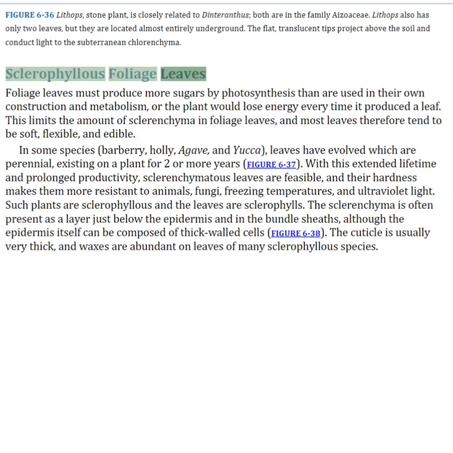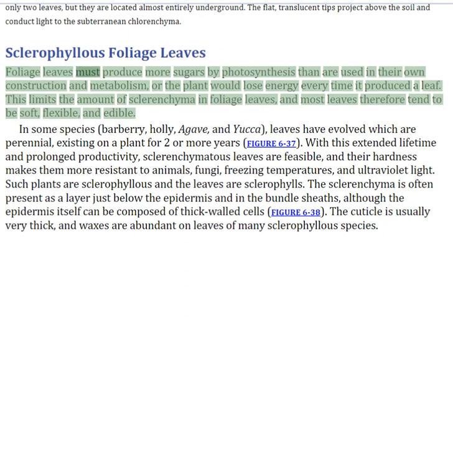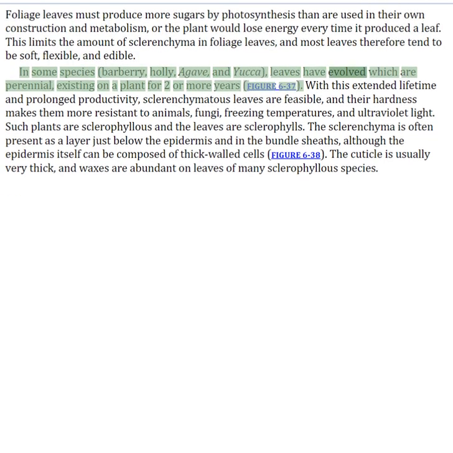Sclerophyllous foliage leaves. Foliage leaves must produce more sugars by photosynthesis than are used in their own construction and metabolism, or the plant would lose energy every time it produced a leaf. This limits the amount of sclerenchyma in foliage leaves, and most leaves therefore tend to be soft, flexible, and edible. In some species, leaves have evolved which are perennial, existing on a plant for 2 or more years.